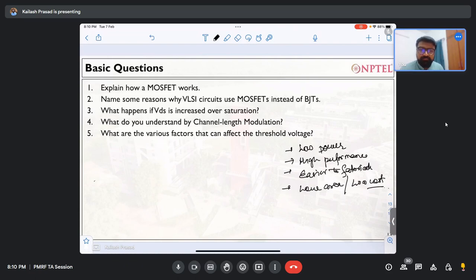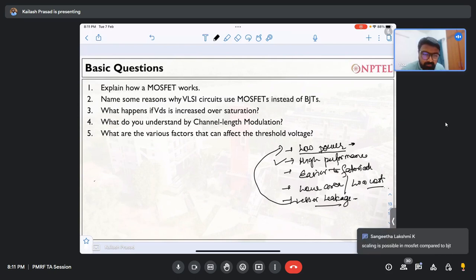Anything else? I think high performance is the other thing I have written over here. Regarding any leakage current, yeah, low power. Leakage current is one issue in BJT, reverse saturation current. So when you are saying lesser leakage, it is actually absorbed over here. It takes low power. All the leakage components actually contribute to one of the power components, that is called static power.